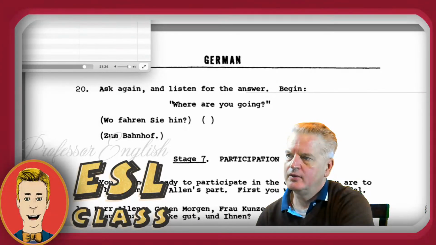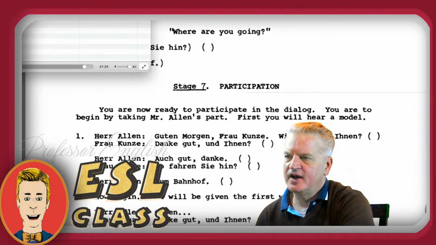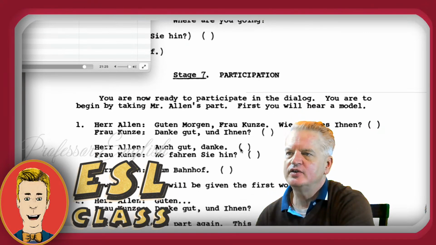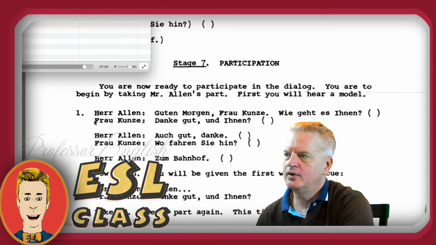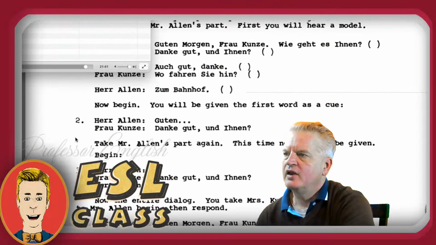Stage 7. Participation. You are now ready to participate in the dialogue. You are to begin by taking Mr. Allen's part. First, you will hear a model. Guten Morgen, Frau Kunze. Wie geht es Ihnen? Danke gut. Und Ihnen? Auch gut. Danke. Wo fahren Sie hin? Zum Bahnhof. Now begin. You will be given the first word as a cue.